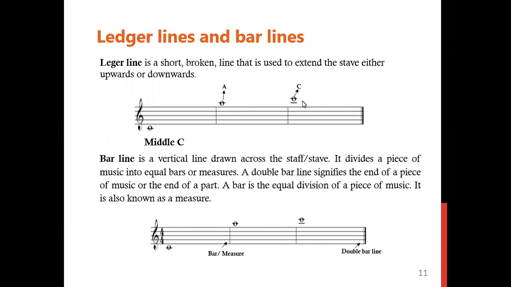Now let's draw another short line, another ledger line above A. That is where you have the second one here. Now the space above A is going to be what? B. Now the ledger line above B is going to be called what? C. Because it's A, B, C. Okay, let's go below the stave, because we said ledger lines are short broken lines. They are used to extend the stave either upwards or downwards.